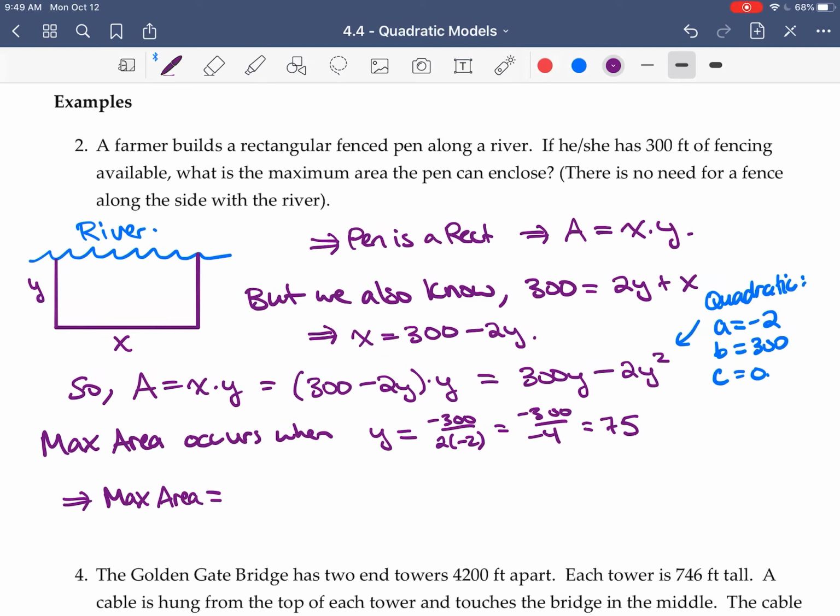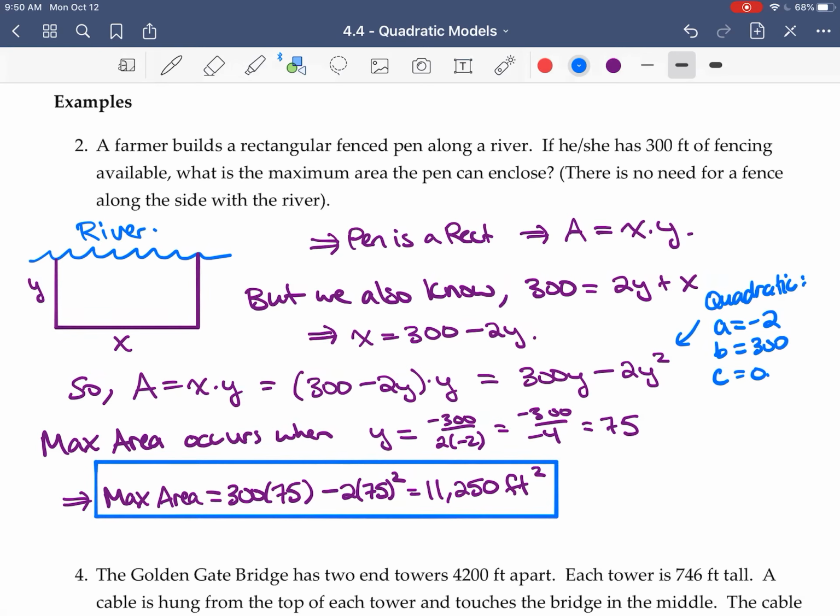I can just plug 75 into my area equation. So that's going to be 300 times 75 minus 2 times 75 squared. And I'm going to get 11,250 feet squared, because it was in feet, the units. Okay, so that's the maximum area. It occurs when the y side length is 75. Now, if it wanted the dimensions of the pen, which it doesn't actually say, it just wants the maximum area. So this would actually be our answer, because that's what it was looking for.